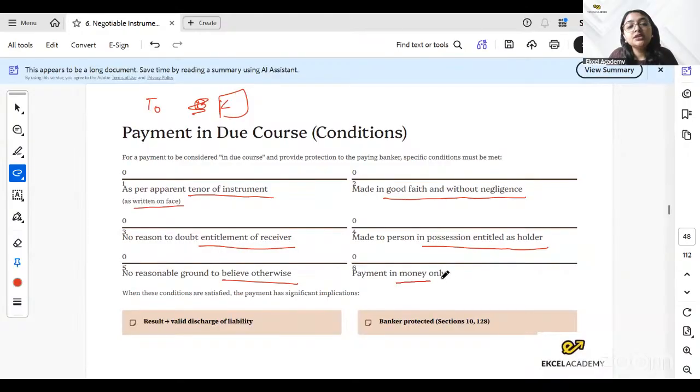Okay, payment in money only. When these conditions are satisfied, the payment has significant implications. That is, valid discharge of liability. Your banker will be discharged. Nobody can hold the banker liable, and the banker is also protected. So the banker is discharged of its liability and is also protected from any future liabilities. I hope you are clear with the concept of payment in due course.